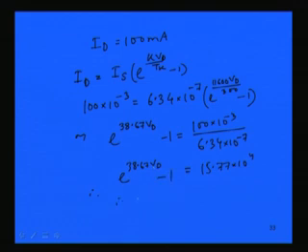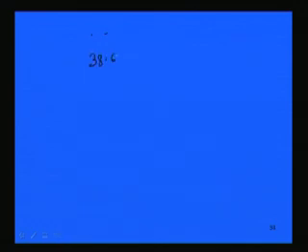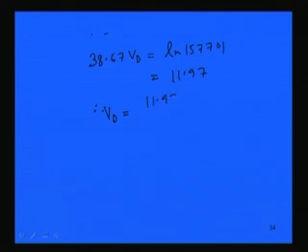So, e to the power 38.67 V d equals 157701, and from here, to get 38.67 V d, you take the natural logarithm of 157701, that is equal to 11.97. So, V d, the bias voltage which has to be applied to get 100 milliampere current, becomes 11.97 divided by 38.67, which comes out to be 0.3095 volt. So, this much voltage is required.